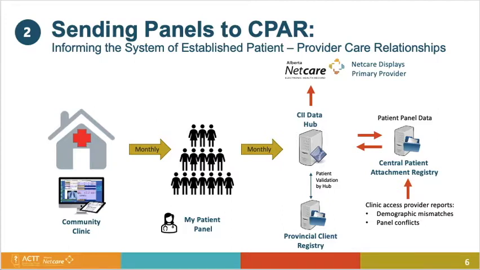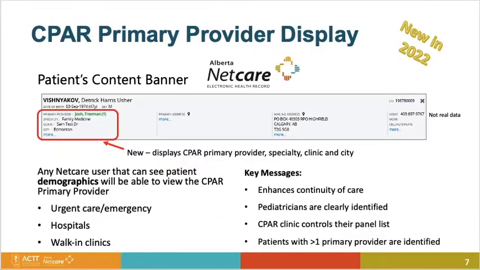At the clinic, a team member can log into the secure CPAR portal and download reports about the panel, such as demographic mismatches, including deceased patients, or panel attachment conflicts, as CPAR does a monthly sorting of the information, looking for cross matches to identify patients on more than one panel in Alberta. This informs relational continuity of care.